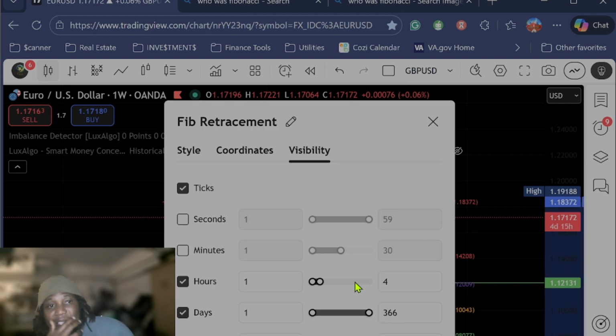So let me show you what it looks like when you click in the settings. So when you click in the settings, this is the visibility, on what timeline you want to see it on, you know what I'm saying? So I'll put it on all of them for now.